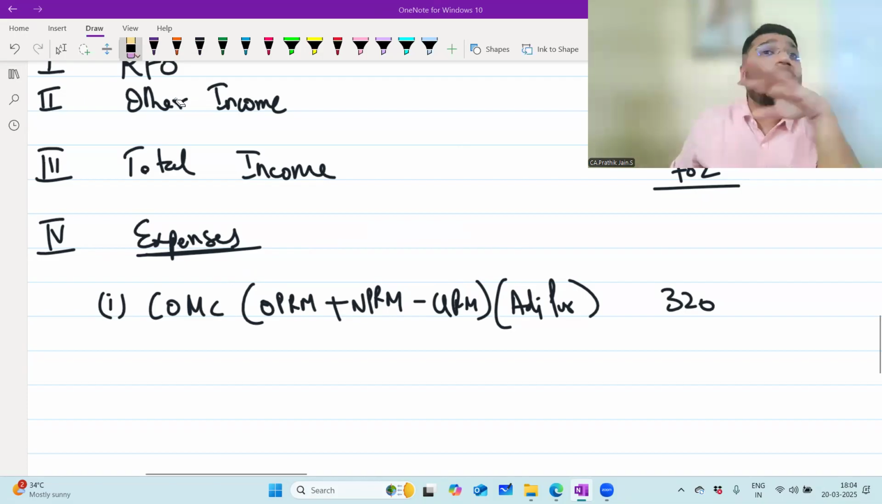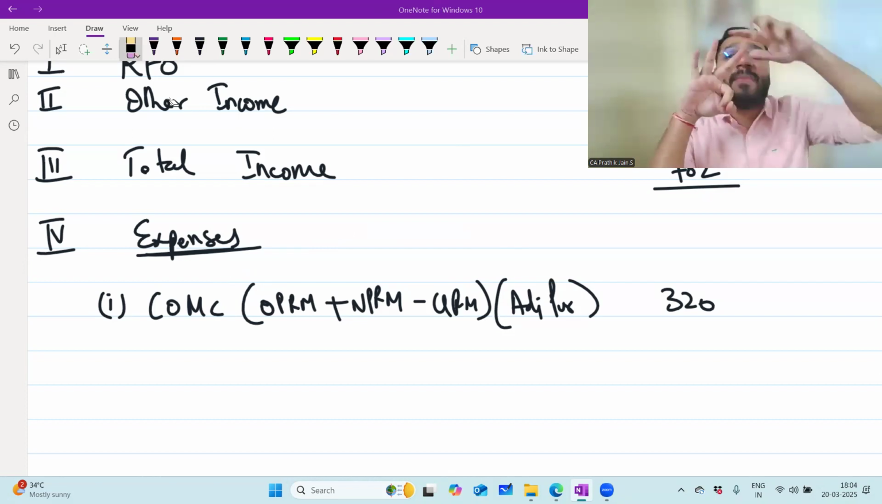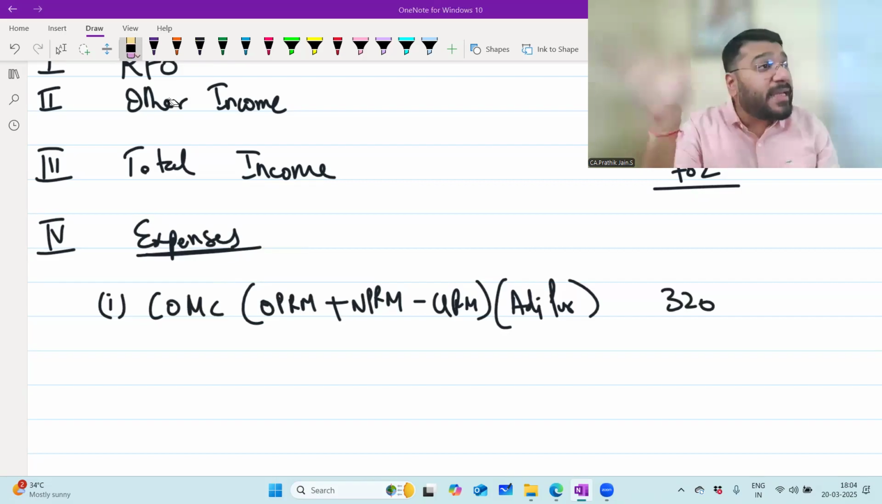Second item, purchase of stock in trade. Any stock in trade is given? Not there, leave it. Changes in inventory will come for what? WIP, finished goods, and stock in trade. Any information about these three stocks? No. So changes in inventory also will not come. Very good. Leave it. Next.